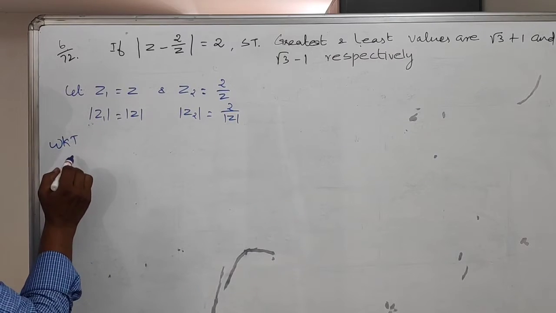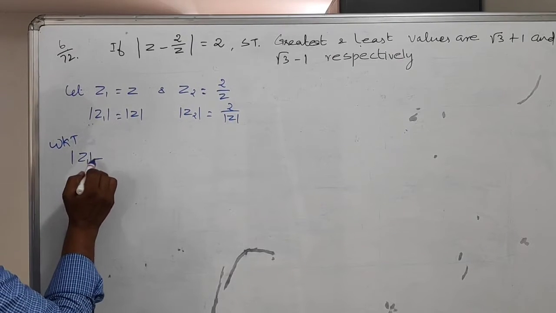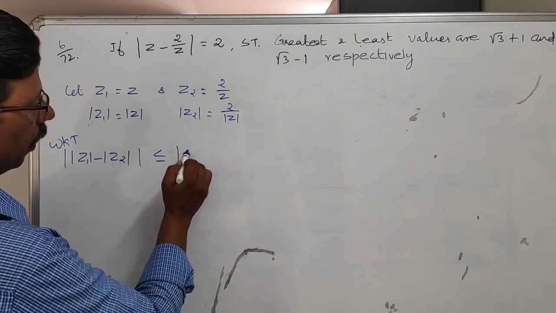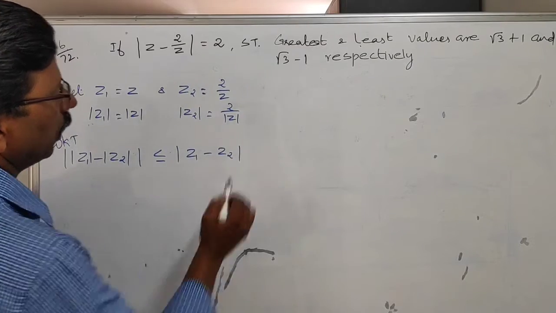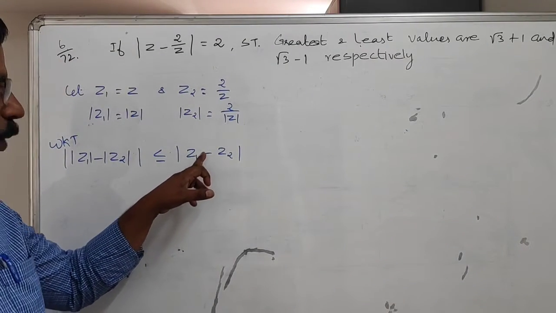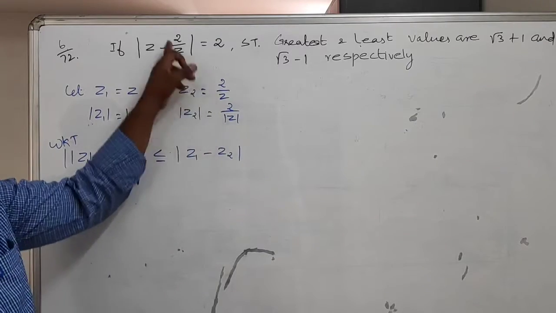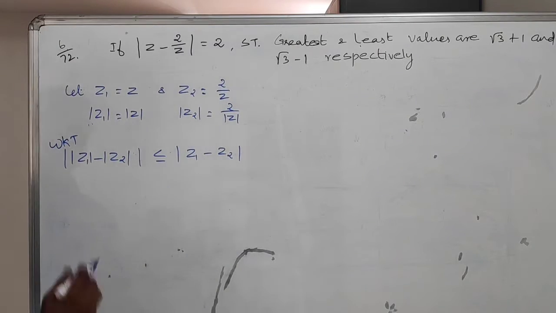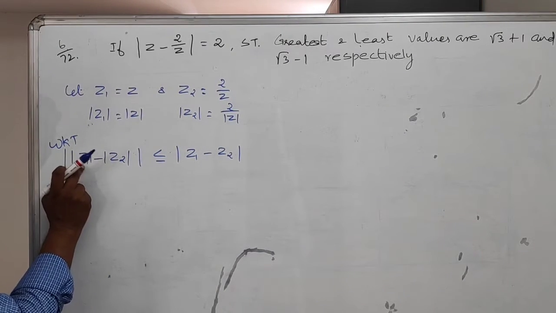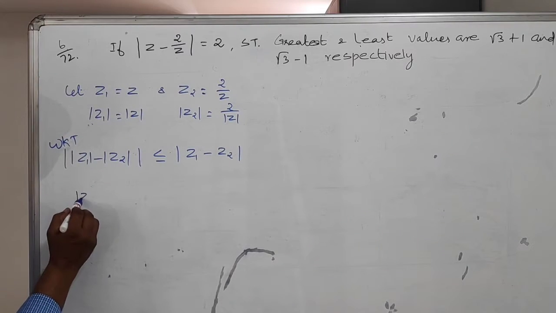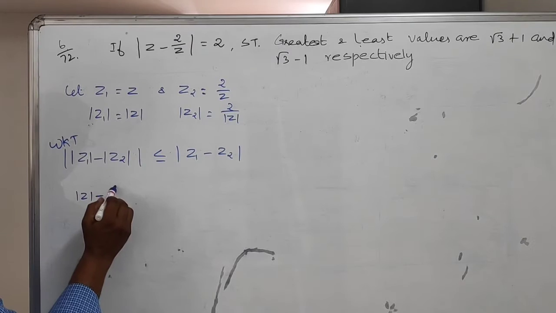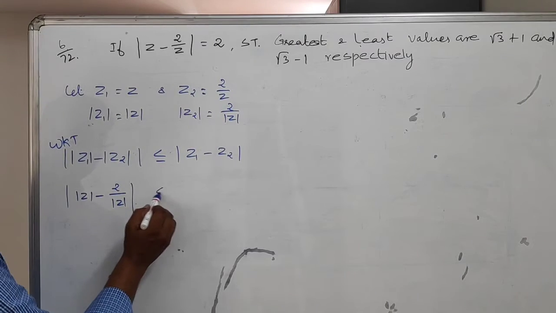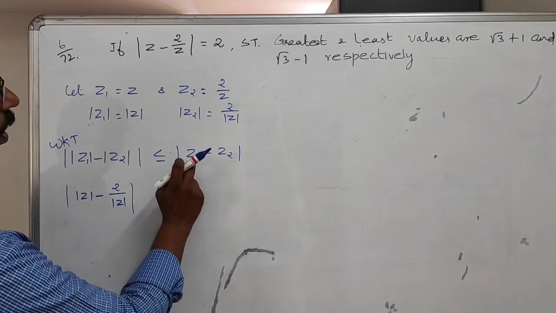We know that modulus of Z1 minus modulus of Z2 is less than or equal to modulus of Z1 plus Z2, where Z2 we can take as minus 2 by Z. Now I have taken Z2 as 2 by Z, therefore I am writing a minus sign here. Now just replace: modulus of Z1 is modulus Z, minus modulus of Z2 which is 2 by modulus Z, is less than or equal to modulus of Z1 minus Z2.